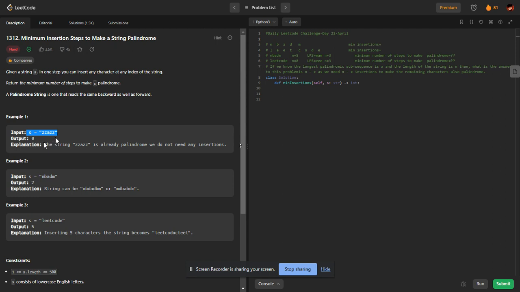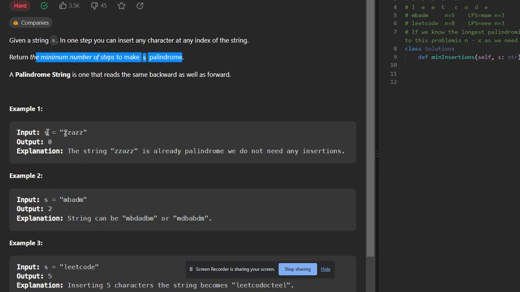See the first example. The ask of the question is to return the minimum number of steps to make S a palindrome. Palindrome means it reads the same whether we read from right to left or left to right. In this particular example, Z is here, Z is here. Similarly, Z is here, Z is here. A is in the middle, so we don't need to compensate for A. So it's already a palindrome, and we do not need to make any insertions.